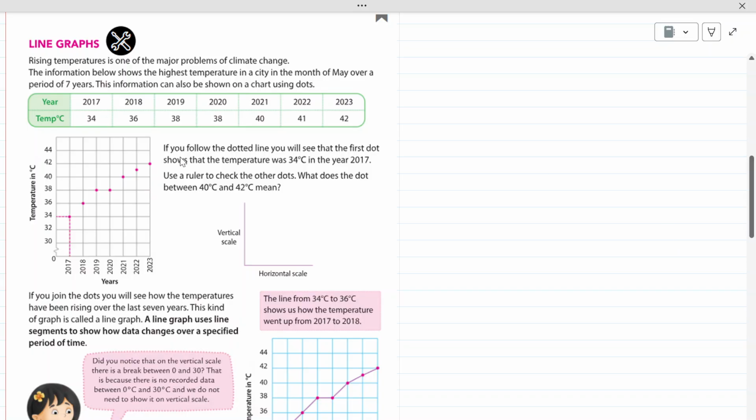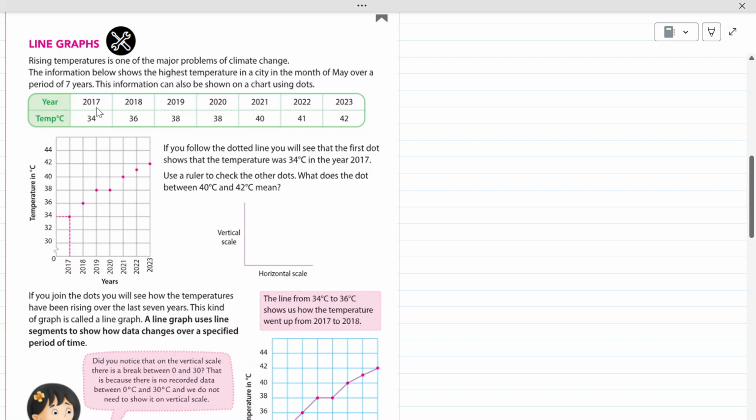Here what is given is: rising temperature is one of the major problems of climate change. The information below shows the highest temperature in a city in the month of May over a period of 7 years. This information can also be shown on a chart using the dots. So basically this is the table given to us, and it represents the temperature of a particular city in the month of May starting from the year 2017 to 2023, that is for the span of 7 years.